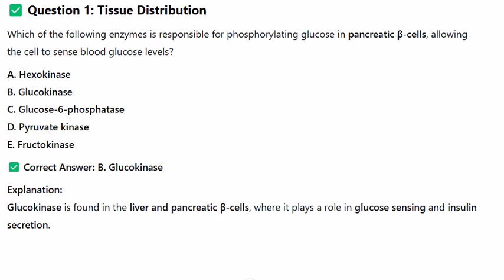Question 1. Tissue distribution. Which of the following enzymes is responsible for phosphorylating glucose in pancreatic beta cells, allowing the cell to sense blood glucose levels? A. Hexokinase. B. Glucokinase. C. Glucose-6-phosphatase. D. Pyruvate kinase. E. Fructokinase. The answer is B. Glucokinase. Explanation: glucokinase is found in the liver and pancreatic beta cells, where it plays a role in glucose sensing and insulin secretion.